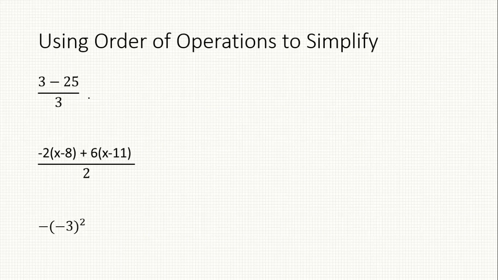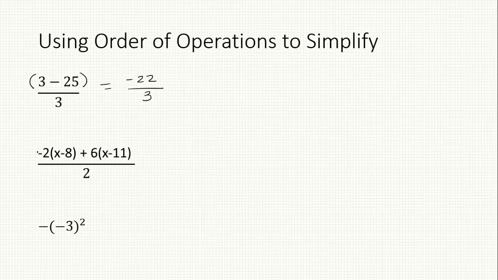Here's some more. When we see a complicated looking fraction like this, there are implied parentheses in the top and bottom of every fraction. The numerator needs to be simplified first before you divide by 3. So we have -22 over 3. That's reduced completely, and so we stop there.